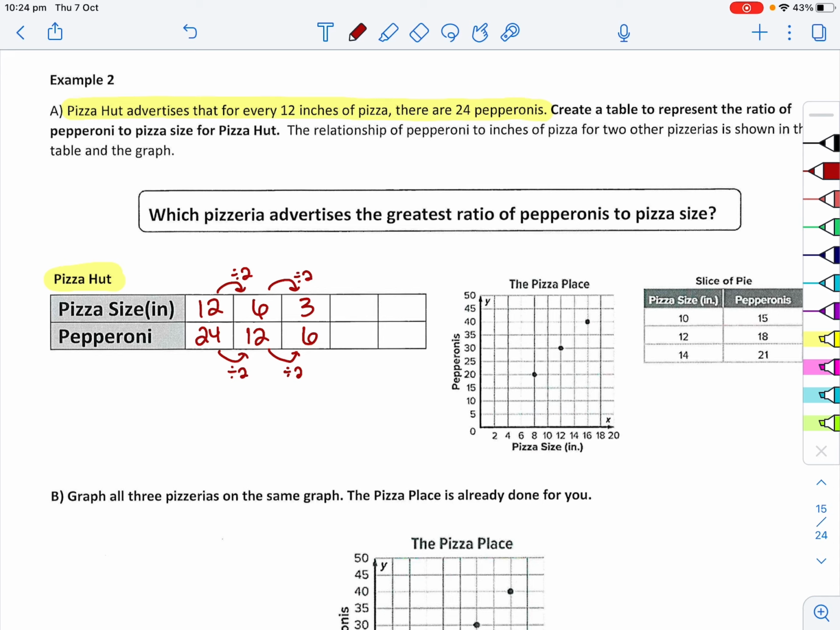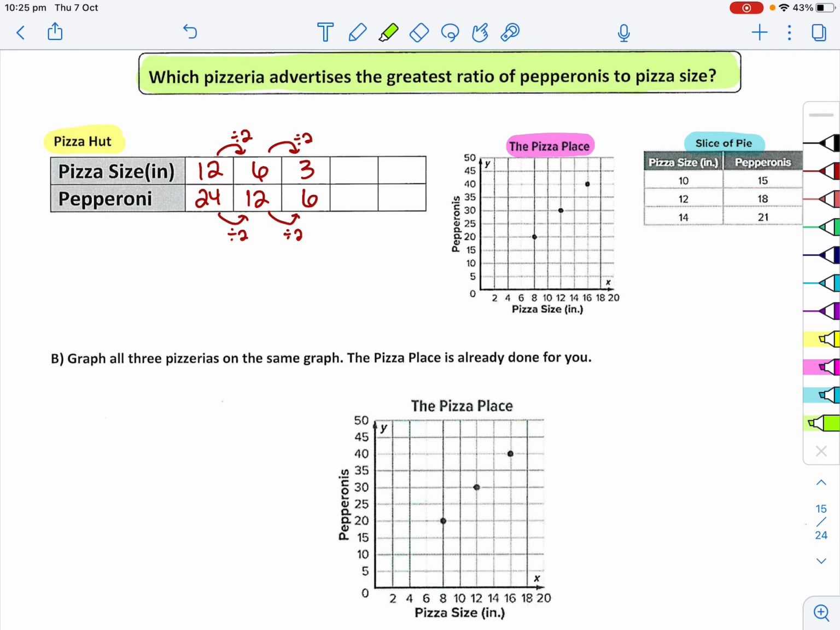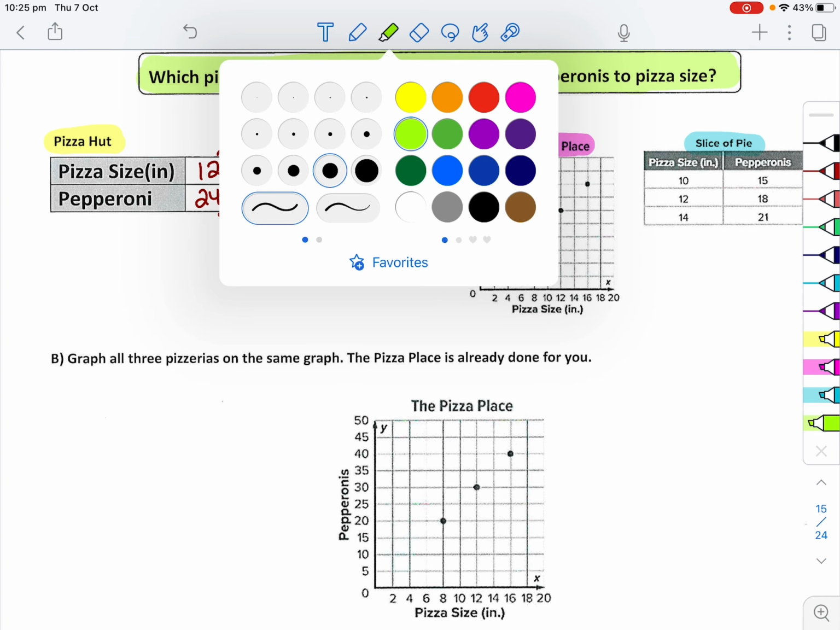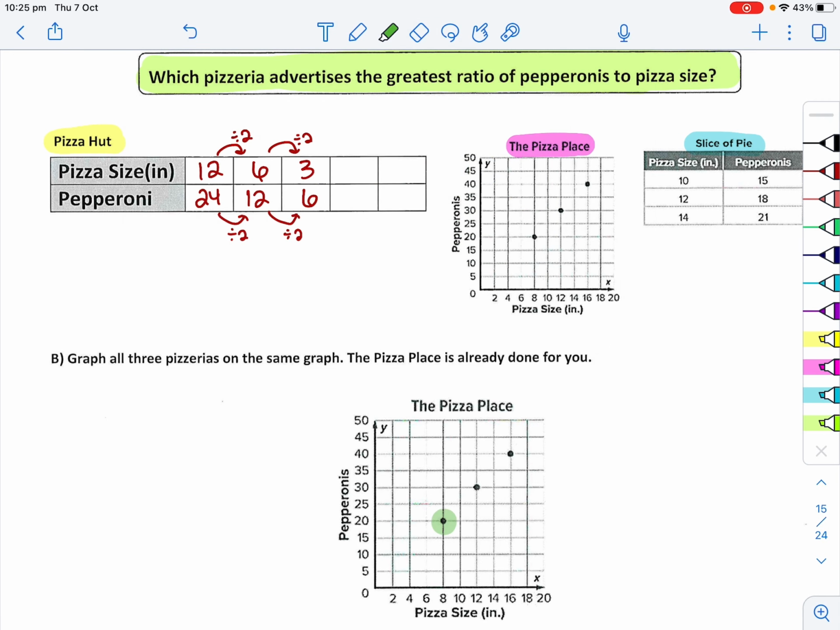And then it says the relationship of pepperoni to inches of pizza for 2 other pizzerias is shown in the table and the graph. So just like before, I've got the pizza place and I've got slice of pie. And we're going to put all 3 of them on the same graph to answer the question, which pizzeria advertises the greatest ratio of pepperoni to pizza size? So I've already got the pizza place on the graph. And again, I'm going to color those ones in green because they're already there. Oops. I want a pen, not highlighter.